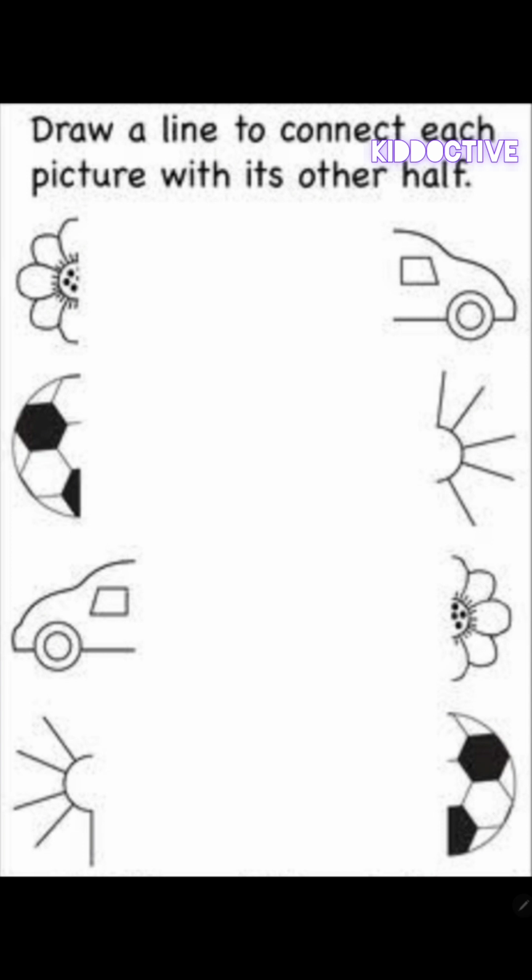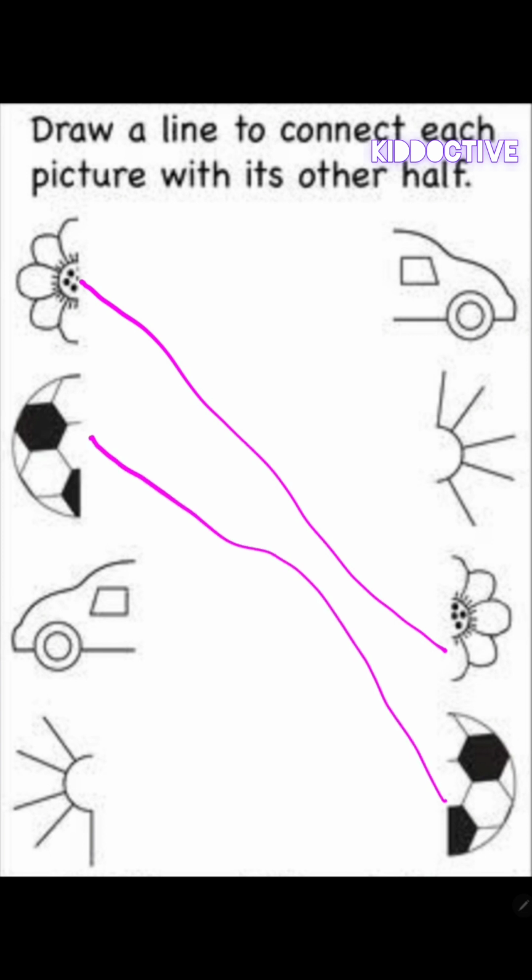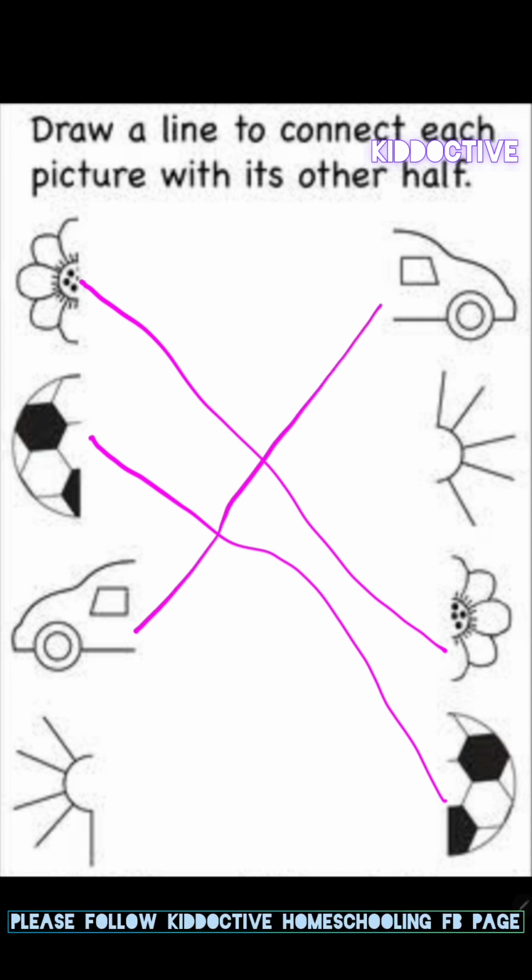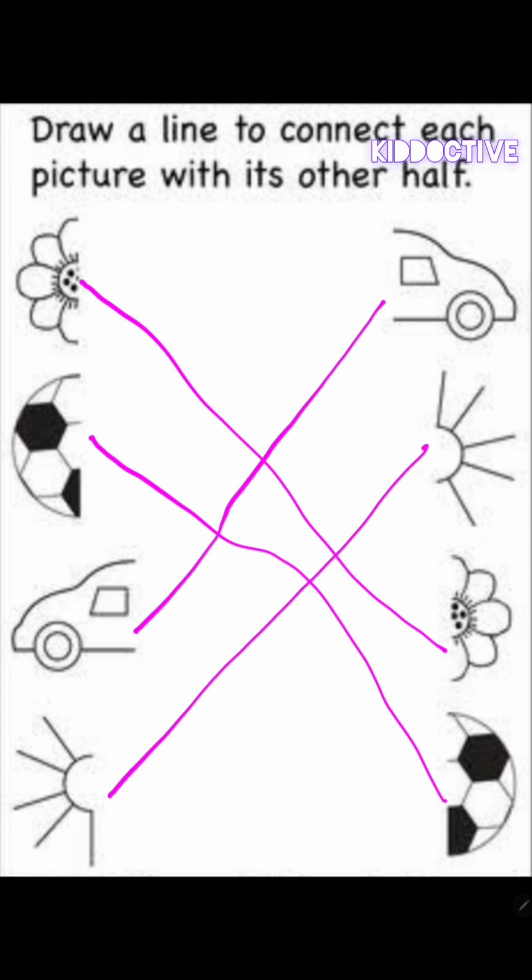Now draw a line to connect each picture with its other half. See the flower, this is only the half, join the other half. The football, join the other half. It's a car, so join the other half. Now coming to sun, join the other half.